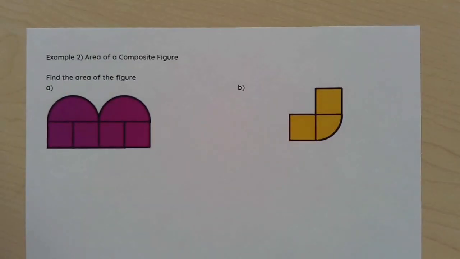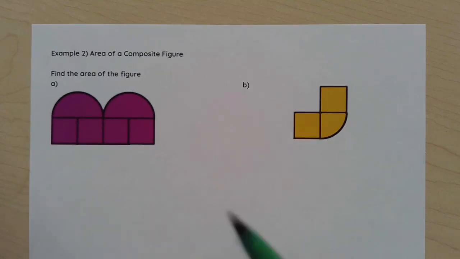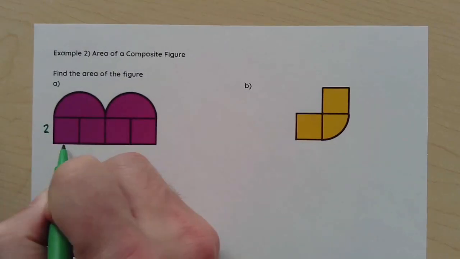Now we're going to look at composite figures. So these are figures that are built of multiple shapes. We have squares and circles in this example, and half circles in A. To find the area, we have to know a couple distances. So I'm going to give us the first one. I'm going to say the side lengths of these squares are 2.